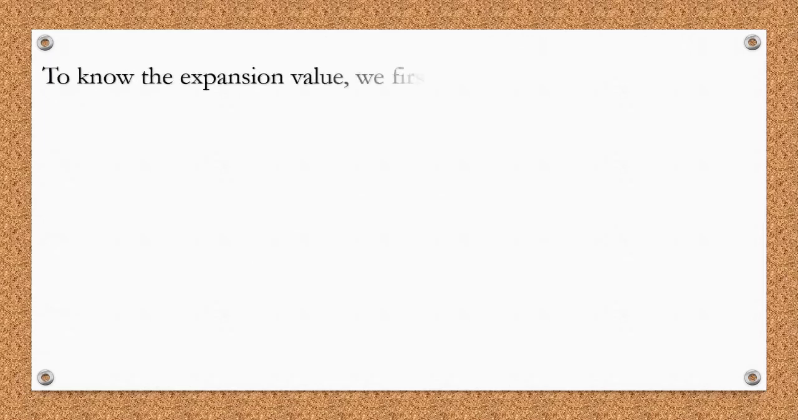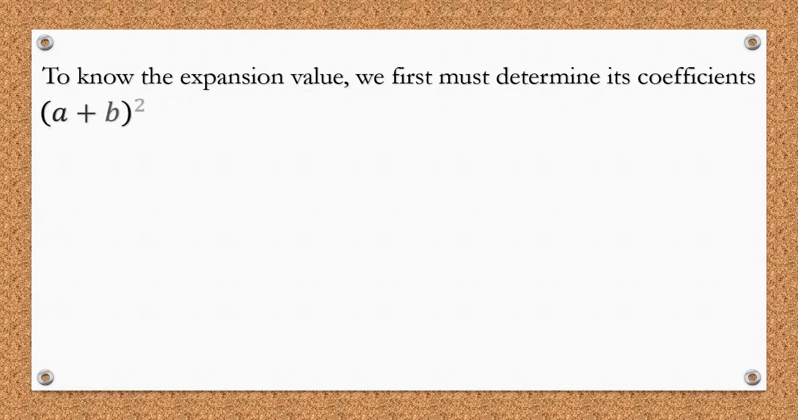Now, to know the expansion value, we first must determine its coefficient. That means if I want to know what is the expansion of a plus b the whole square, I know this expansion here, but do you know the meaning of coefficient? Coefficient means the value which is multiplied with these values here. See here, a square. So we can just say that it has been multiplied with 1. This is 2ab, that means ab has been multiplied with 2, and last one is b square, so we can again assume it is 1.